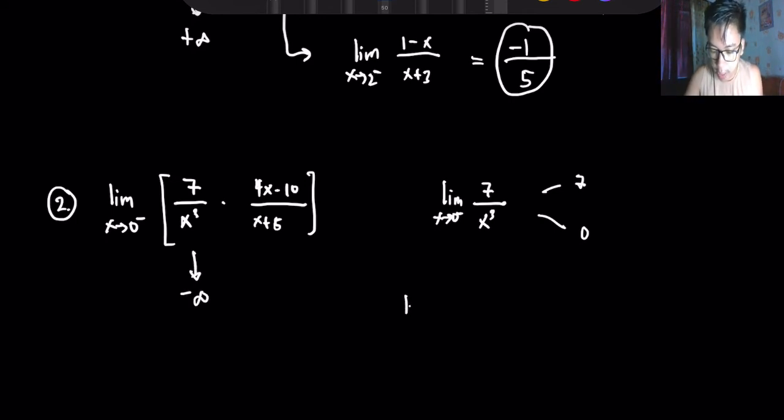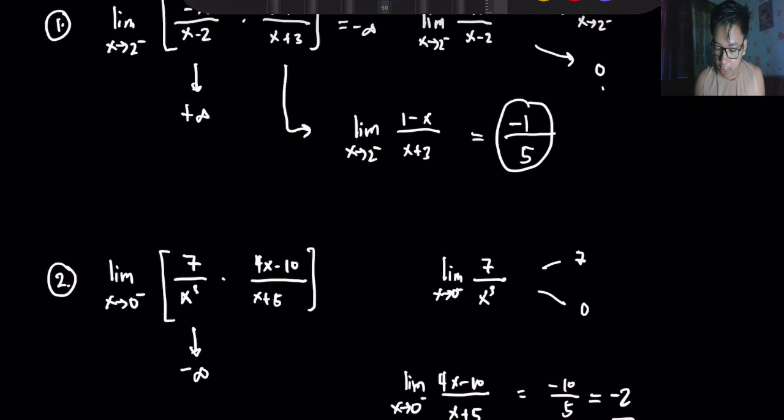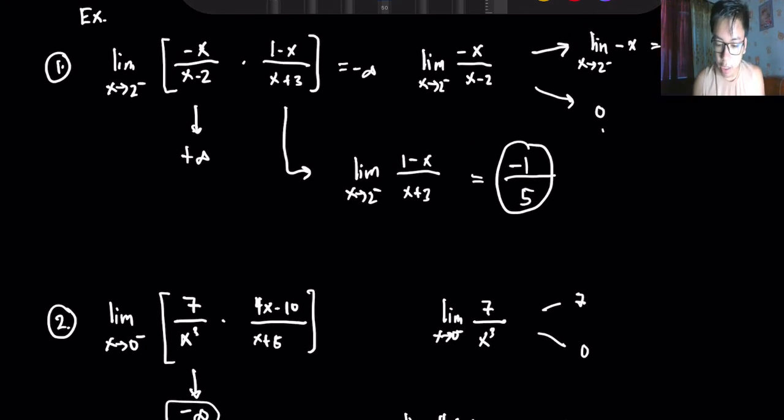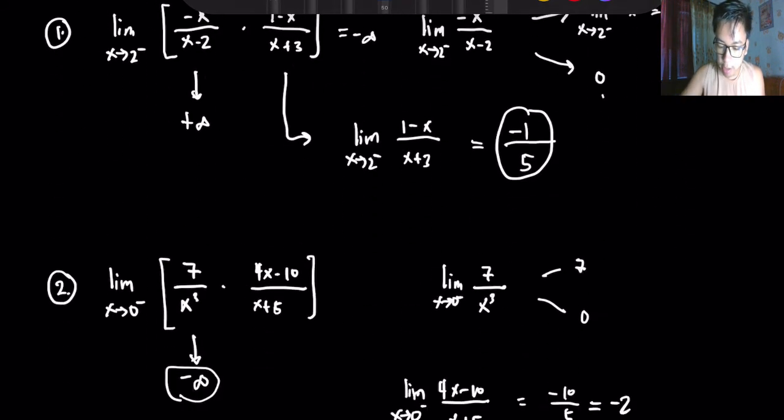And if we take the limit of 4x minus 10 over x plus 5 as x approaches 0 from the left, technically this is negative 10 over 5, or negative 2. So this means that C here is negative, and this f of x has a limit of negative infinity. So according to theorem number 2, the result would be positive infinity.